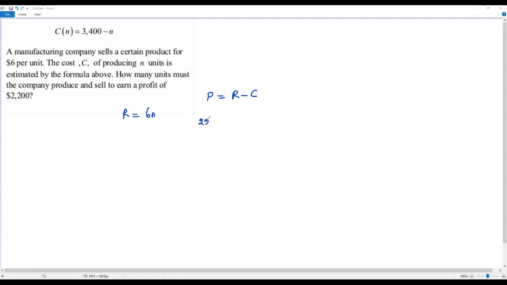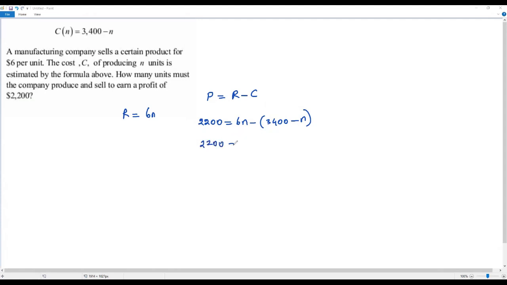Okay, now let me plug in 2,200. And for revenue, we already got it, that is 6n. And for cost, we have it in the question, that is 3,400 minus n. We can plug this in for cost over here. Then I'm getting 3,400 minus n. Okay, now in this equation, we have to solve for n, which represents the number of units the company must produce to get the profit of $2,200. Okay, now let's solve for n in this equation.